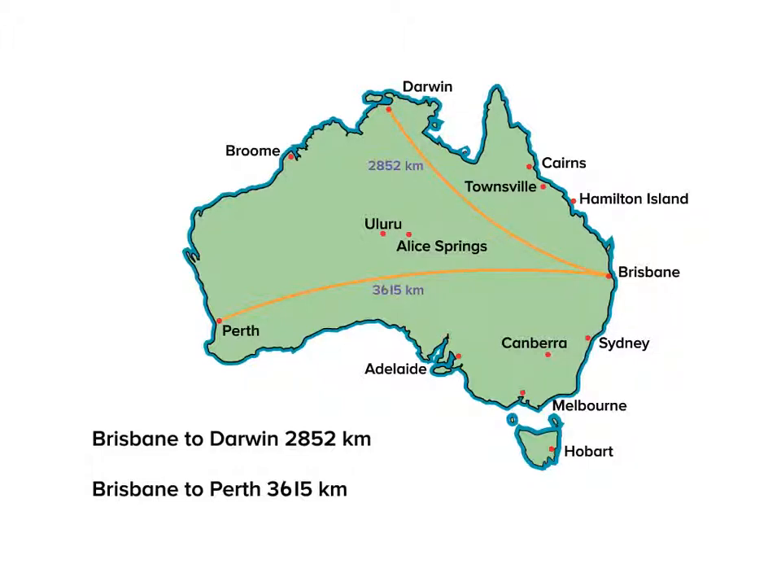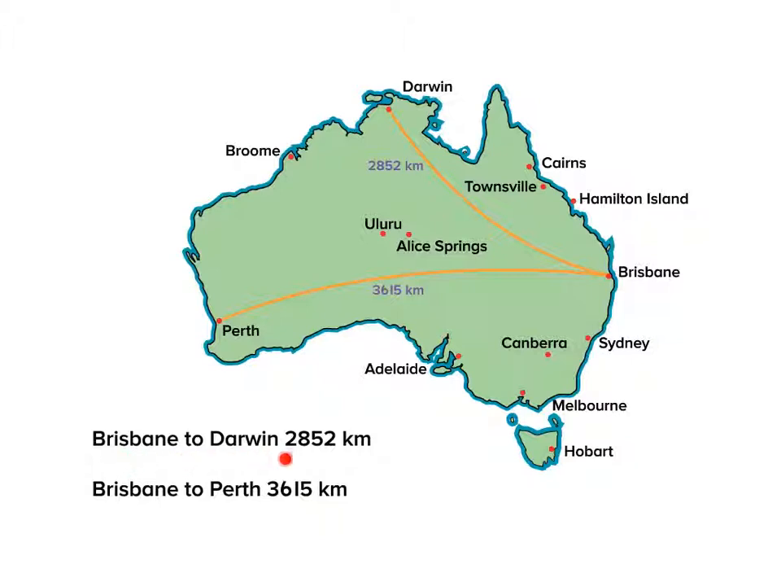And that distance is 2,852 kilometres. And then I'm going to compare it with a distance from Brisbane all the way over to Perth. And that's a long way. That's 3,615 kilometres. And here are those numbers written down here.